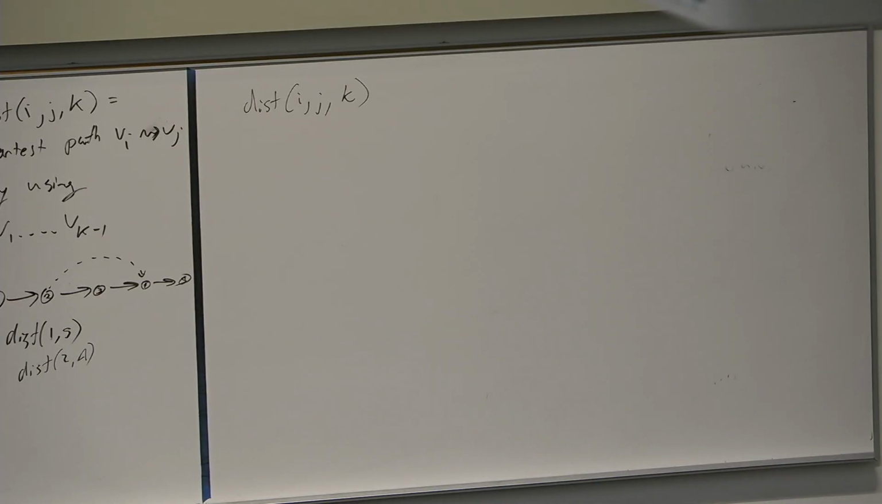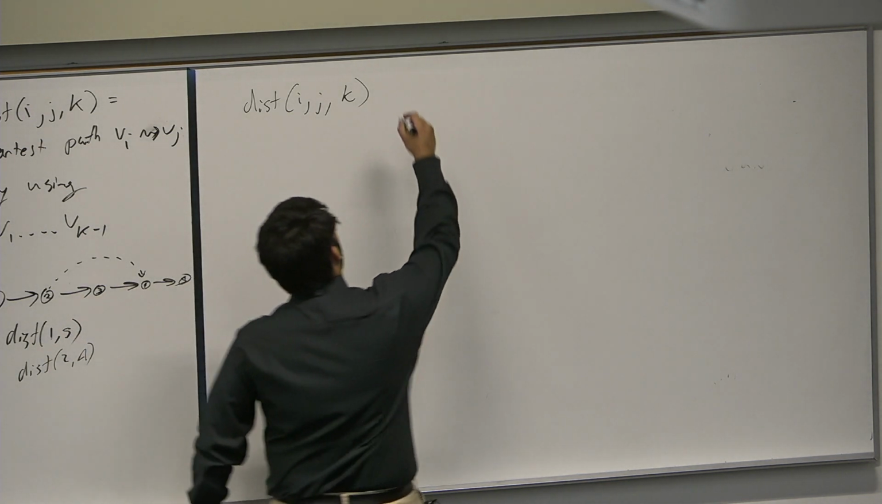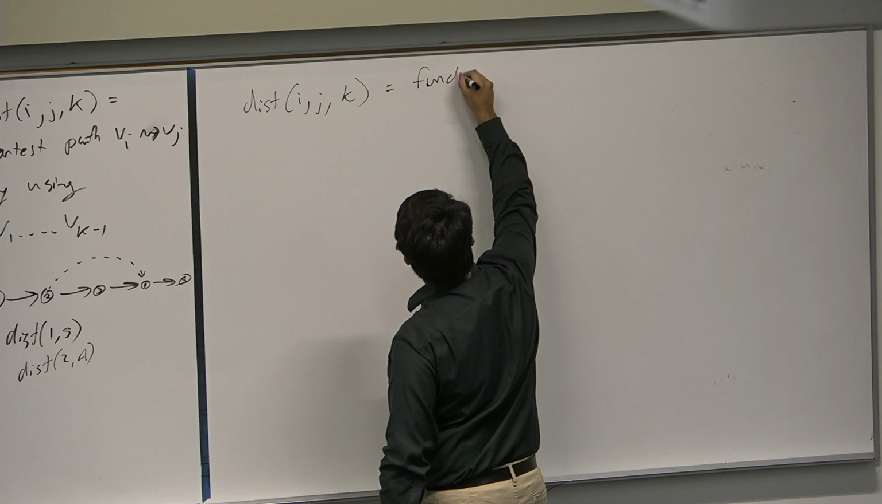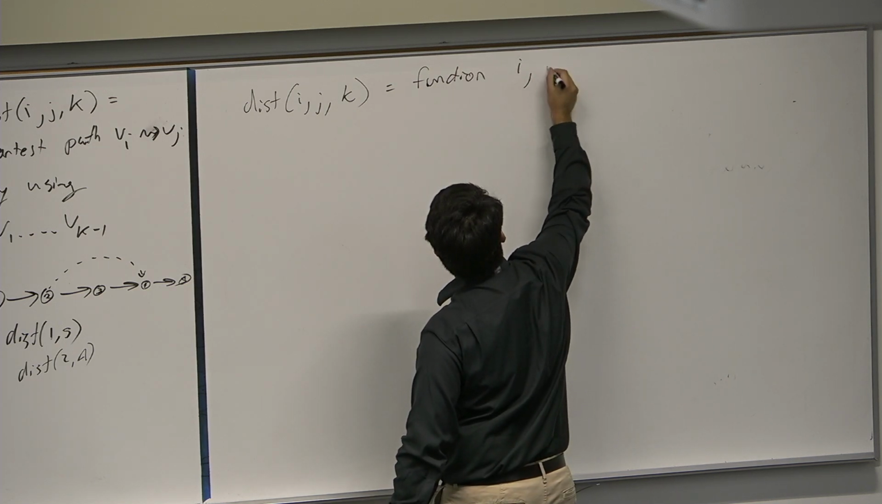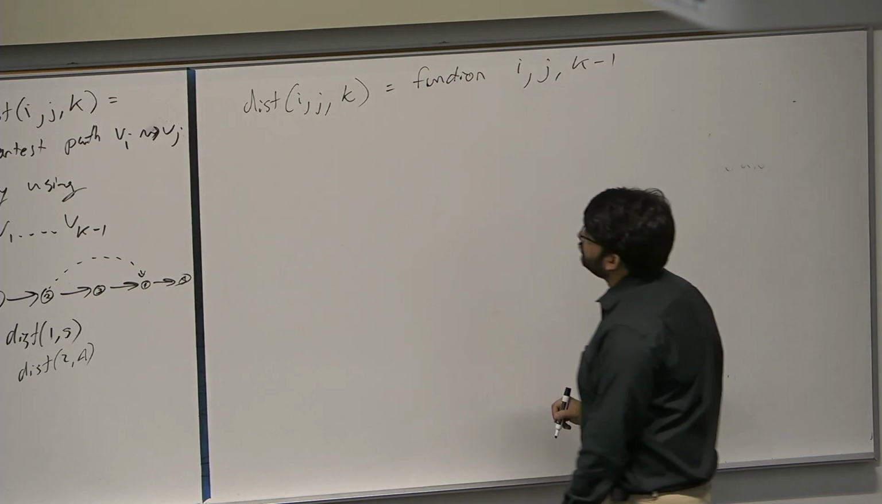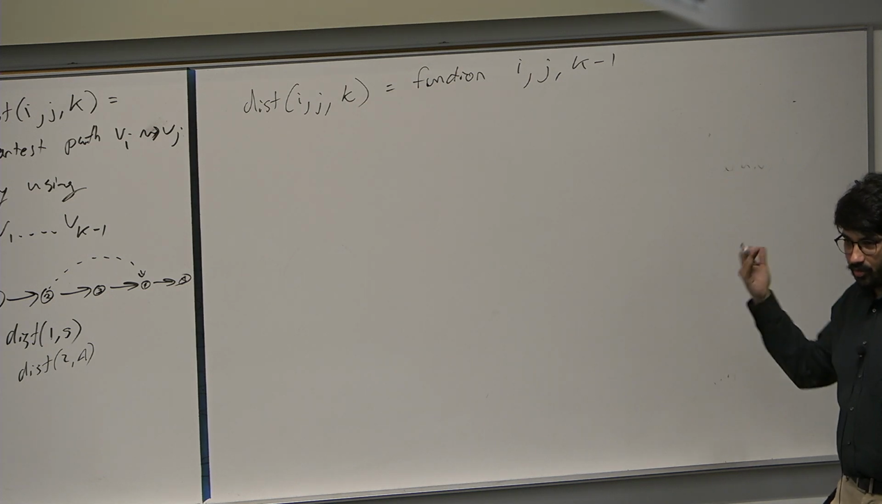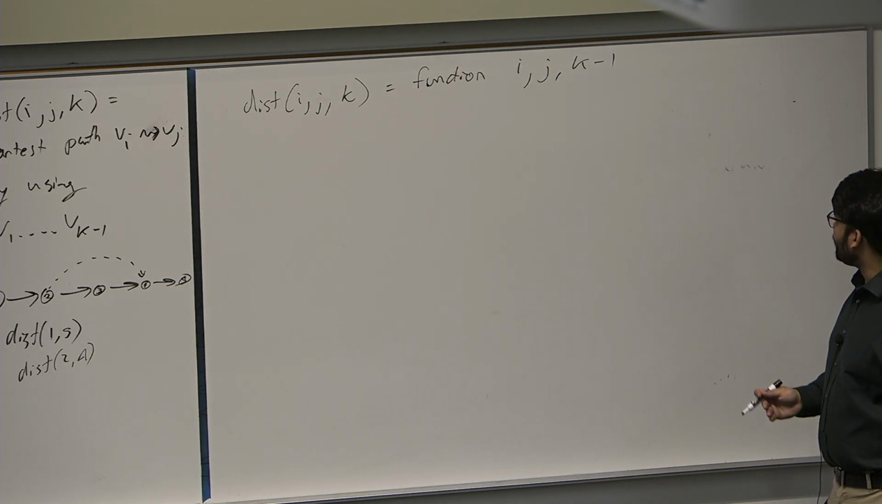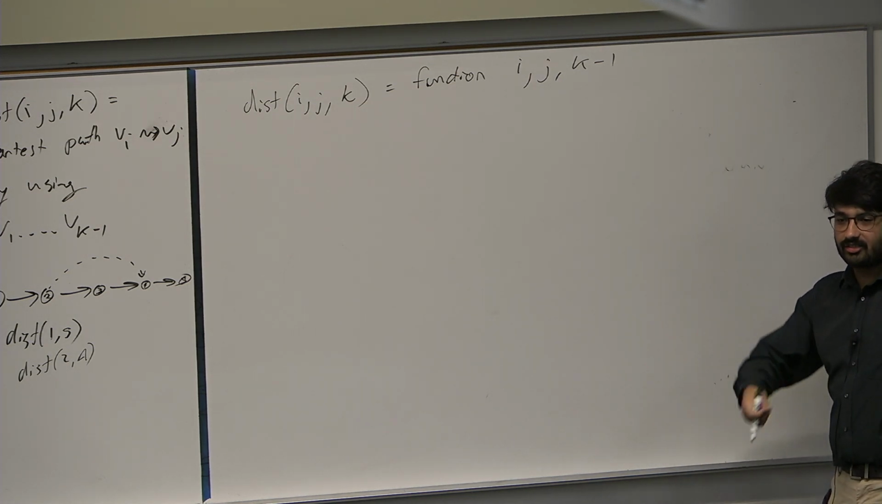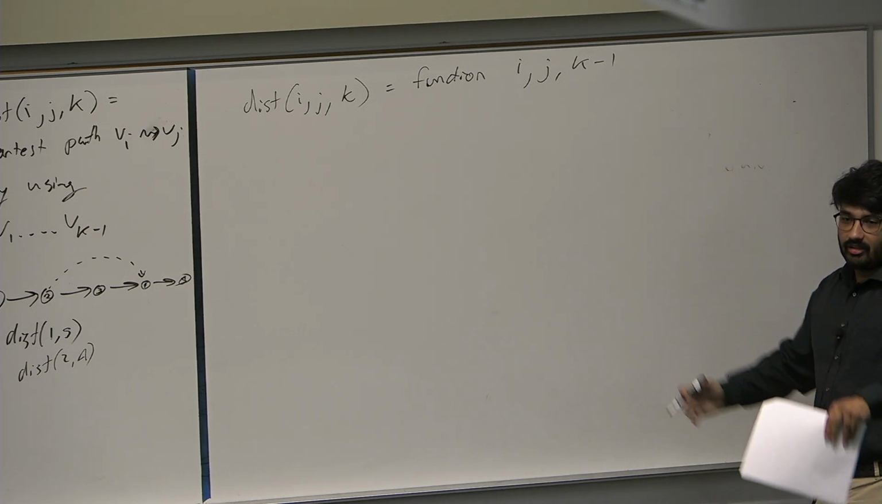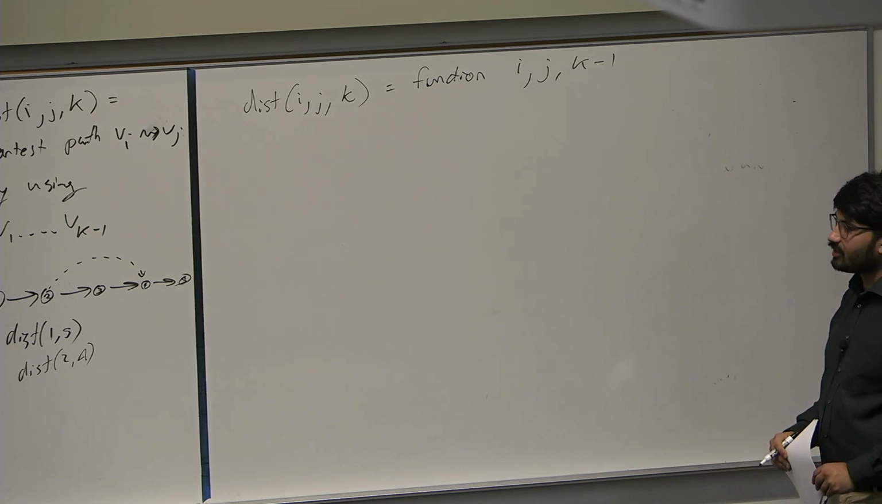So we want to somehow compute dist ijk as some function of i, j, and k minus 1, right? That's how you do the previous induction. In some sense, you're going to add vertex 1, then vertex 2, then vertex 3, and that's going to build up your shortest paths, and then you're going to keep track of all that.